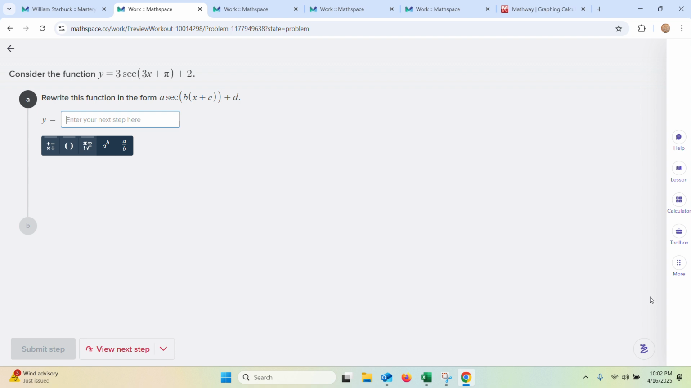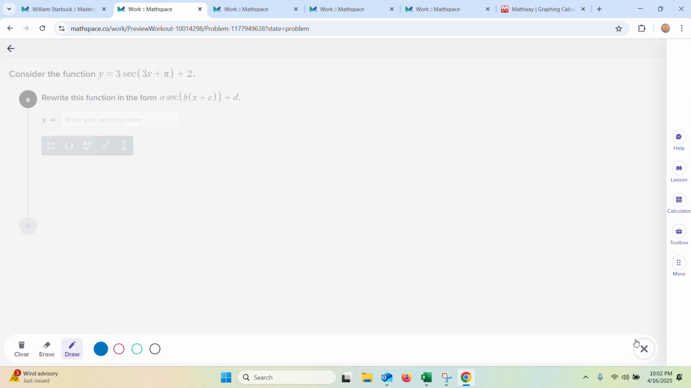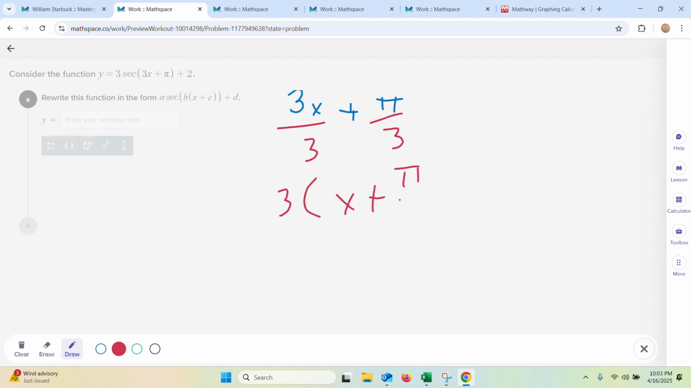Okay. So, first step is to get the b by itself. So, we're going to do 3x plus pi, and we're going to divide everything by 3. Oh, this didn't help you with the fractions, but 3 is going to be on the outside, and it's going to be x plus pi over 3. That's just like the one we did with the pi over 3.